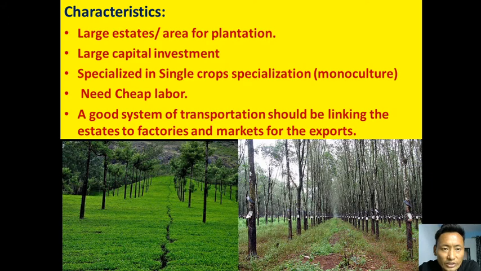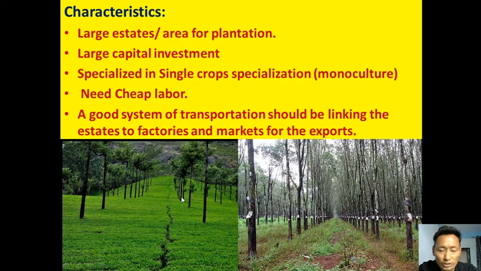The third characteristic is that plantation agriculture is specialized in single crop specialization, or in short we can say monoculture. That means mostly they are cultivating only one crop. Tea means tea, rubber means rubber. They are specialized in cultivation of only one crop on a large estate or a particular farming land.